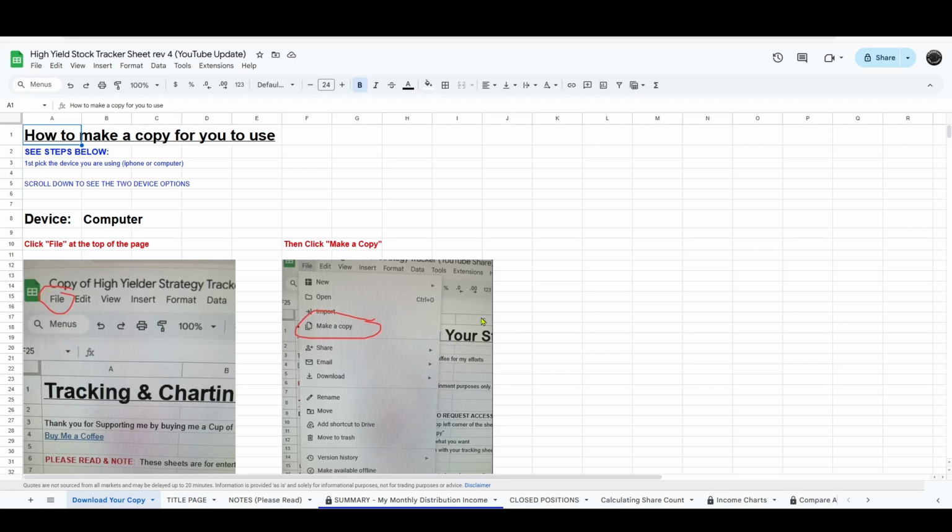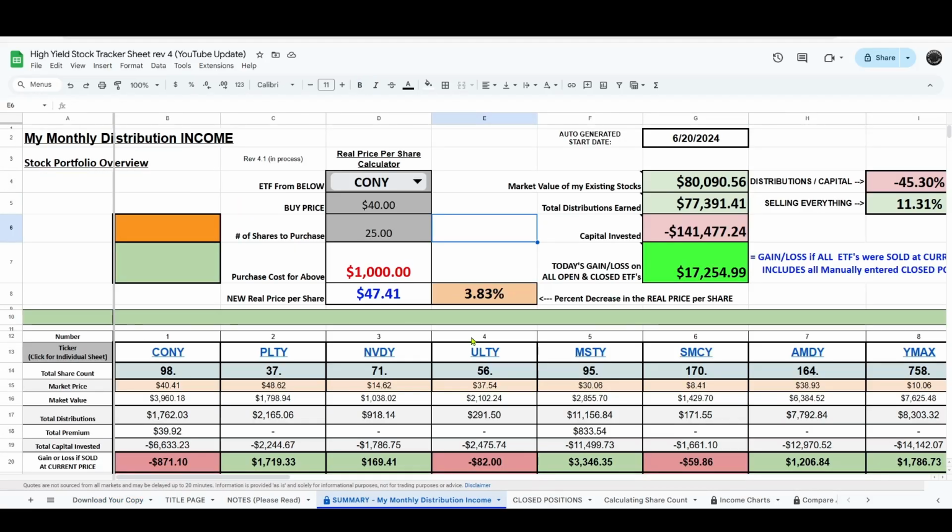You just hit the file drop down, make a copy. You can name it whatever you want and make note where you're saving it to so that you can go back to that sheet and keep track of all the positions that you are invested into, and all of it will be done for you for the most part. Only thing you have to do is enter in your purchases and your distributions, and everything else, for the most part, is done for you.